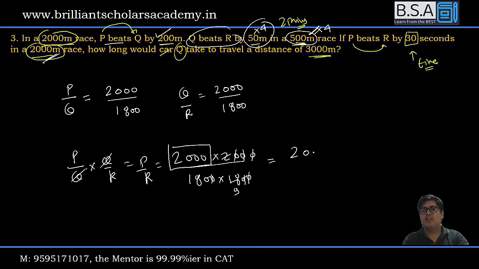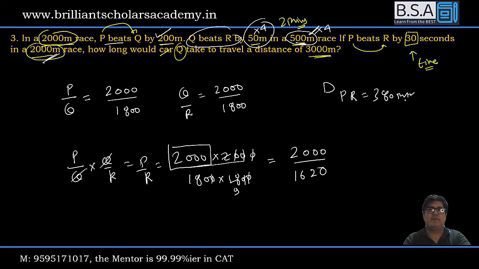So numerator is 2000 and denominator is 9 into 180 ... what is 9 into 8? 72, carried over 7. 1620. Listen to the language carefully. What is the distance by which P defeats R? The difference of these two, which is 380 meters. 380 meters.